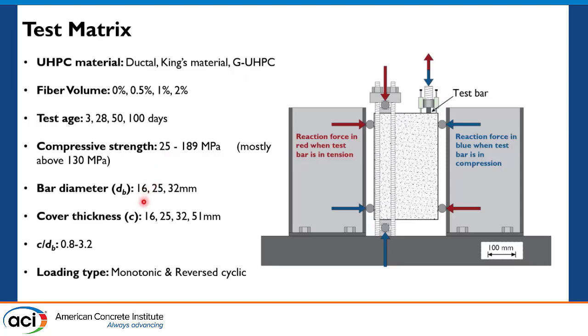For the bar diameter, we have from 16 to 32 millimeter to cover the major bar diameters you may see in engineering applications, and the cover thickness from 16 to 51 millimeter, resulting in a cover thickness to bar diameter ratio between 0.8 and 3.2. For the loading type, we have a monotonic test as well as reverse cyclic test to understand the bond behavior under earthquake. That's our test matrix. I also want to emphasize that for all of our tests, no transverse reinforcement or stirrups was used to enhance the splitting resistance. So all the splitting resistance comes from UHPC and the fiber reinforcement itself.